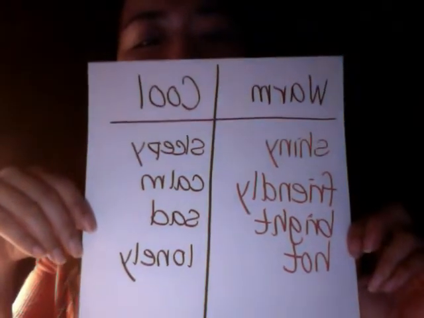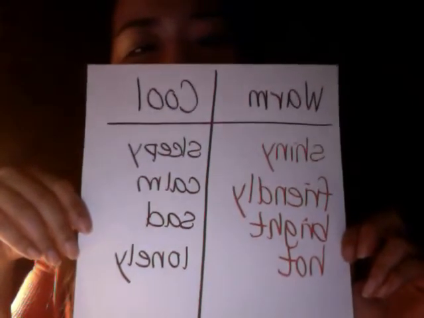Okay, so today we went over the T chart of words like adjectives. Basically, here you guys are. This is our T chart that we made for warm colors and cool colors. I know that they're backwards right now, but for warm colors, I picked shiny, friendly, bright, hot. For cool colors, sleepy, calm, sad, lonely.